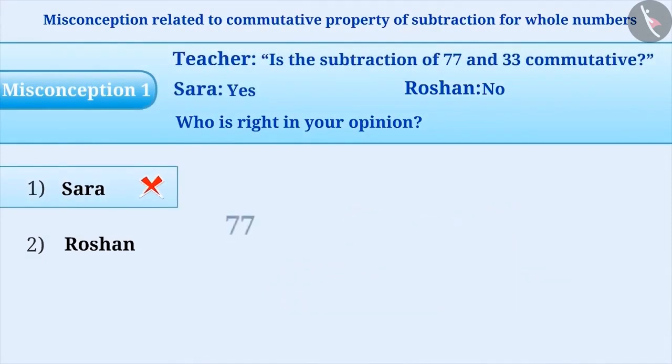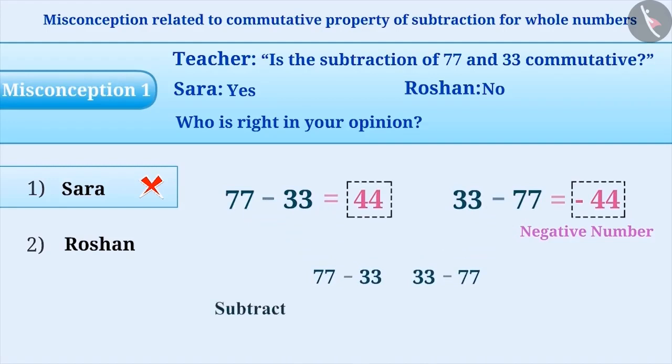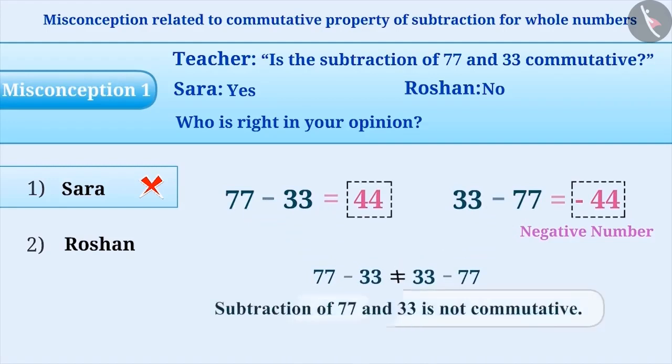The correct understanding is that 77 minus 33 is equal to 44. However, 33 minus 77 is not equal to 44. In fact, the result is a negative number, minus 44. We will learn about negative numbers in the upcoming chapter. Since the result of 77 minus 33 is not equal to 33 minus 77, the subtraction of 77 and 33 is not commutative. With this understanding, Roshan has given the correct answer.